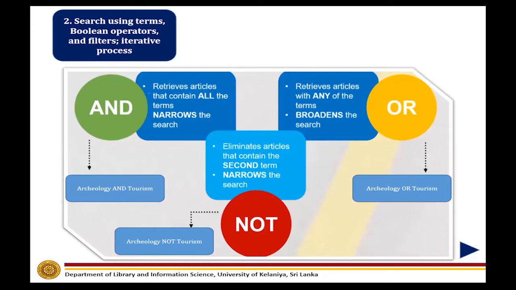If we use the OR Boolean operator, it retrieves articles with any of the terms. I have given the example here, archaeology OR tourism. So one time I may retrieve the articles related to archaeology, and maybe other times tourism. So everything will be there as a search result. That's why we use the OR operator in order to broaden our search results. So when you start your searching, if you retrieve a lack of information sources, a lack of research articles, then try your keywords with the OR operator. Then you will be able to expand or broaden your search results.